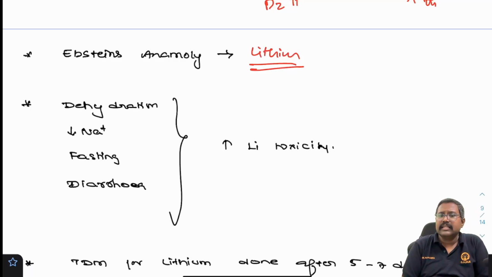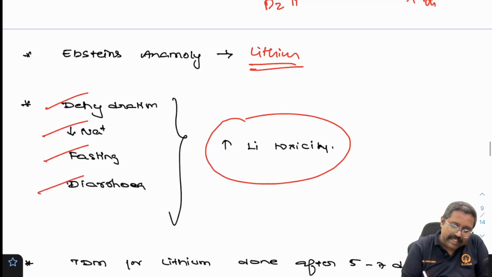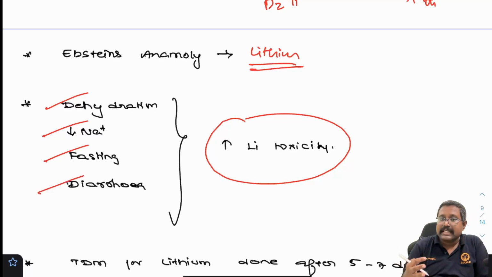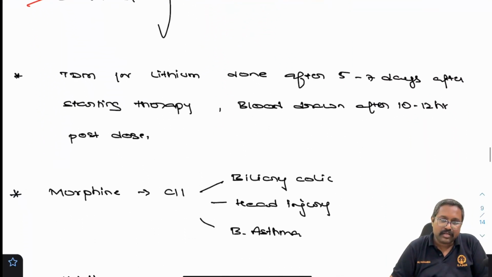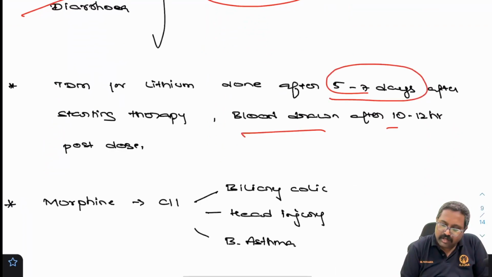So what are the other conditions where lithium toxicity is increased? In case of dehydration, in case of hyponatremia, in case of fasting and diarrhea, because of the fluid loss, instead of the sodium being absorbed, the body senses the lithium as a sodium. They have a similar compound. So that's why the lithium will get absorbed and it causes lithium toxicity. So the TDM for lithium is done after 5 to 10 days, and blood will be drawn after 10 to 12 hours post dose.